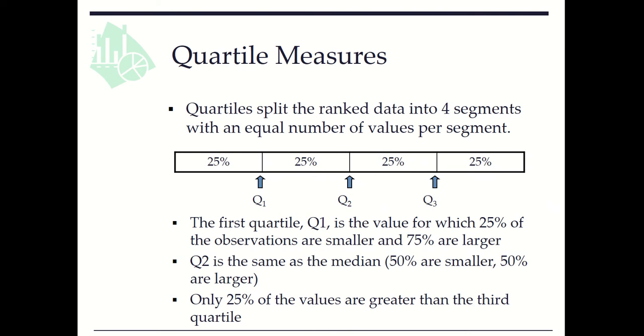In this video clip, we learn quartile measures. Quartiles split the ranked data into 4 segments with an equal number of values per segment. The first quartile, Q1, is the value for which 25% of the observations are smaller and 75% are greater. Q2 is the same as the median, and only 25% of the values are greater than the third quartile.